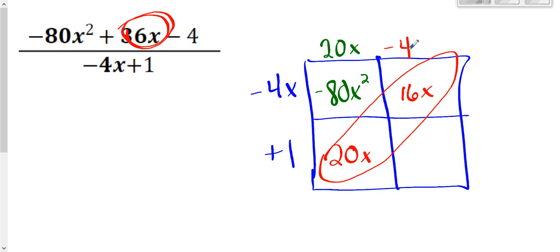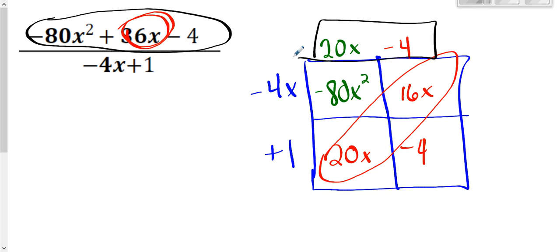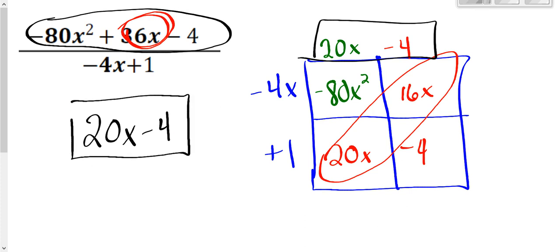And now I'm going to take my negative 4 and multiply by 1 for this box. So now I have negative 4. I'm going to take all of these pieces and add them all together. So, oh, I'm sorry, all of these pieces added together actually make this original. And now this right here is my answer. So 20x minus 4 is my quotient.